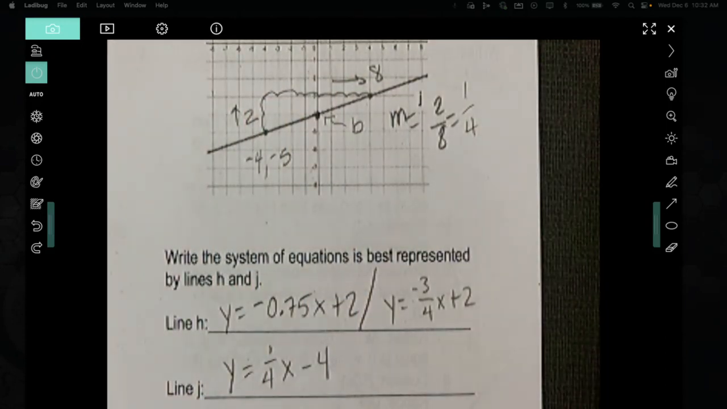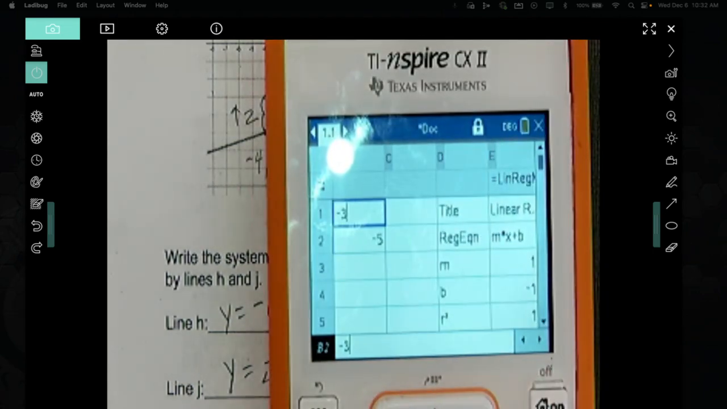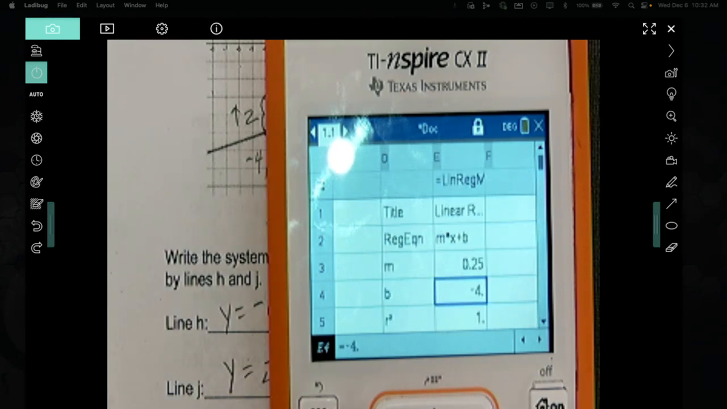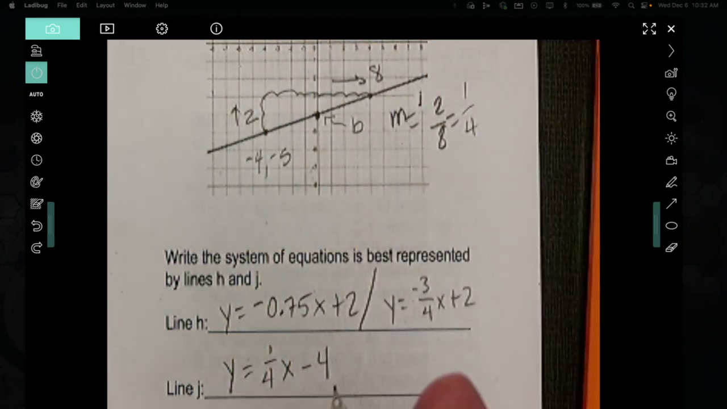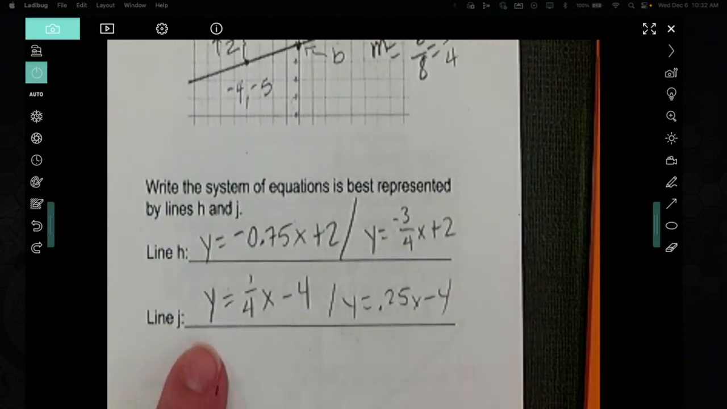Apparently I put something in wrong. Hold on. Negative 4. Oh, I did not put a negative on my 3. Again, the importance of typing it carefully, right? So here's my M and my B. 0.25 is the same as 1/4 and minus 4. Please study.